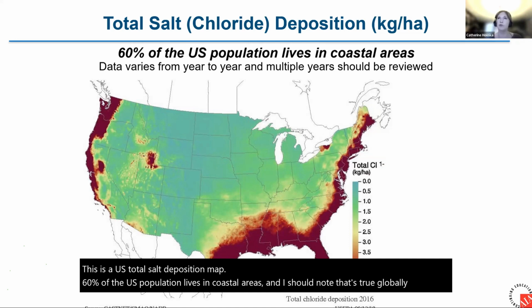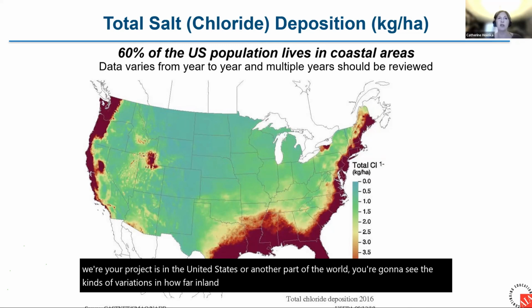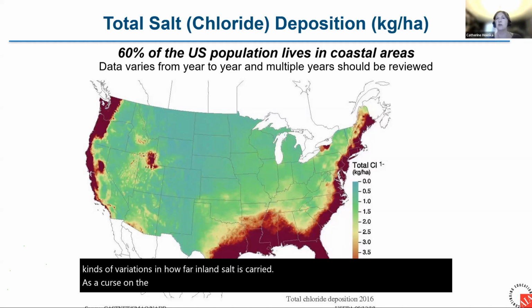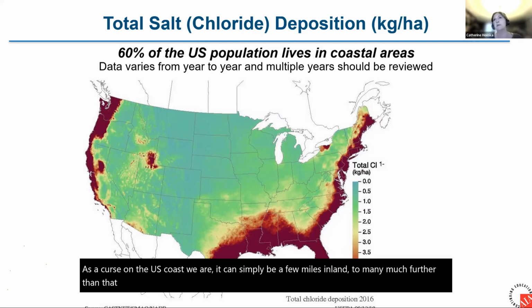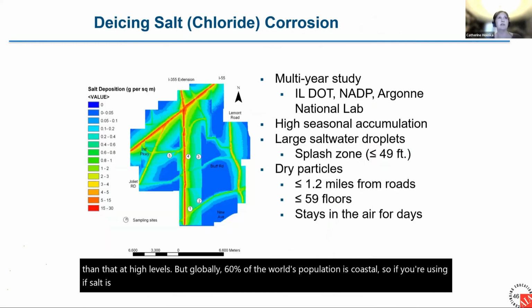Whether your project is in the United States or another part of the world, you're going to see the kinds of variations in how far inland salt is carried as occurs on the US coast, where it can simply be a few miles inland to much further than that, at high levels. But globally, 60% of the world's population is coastal. So if salt is present, that has to be considered.